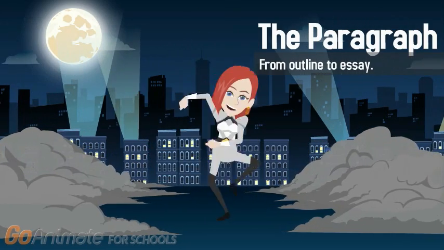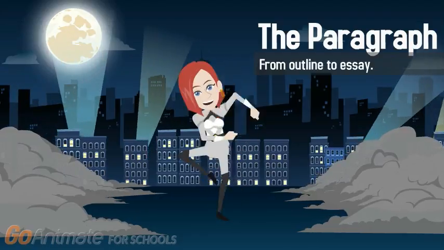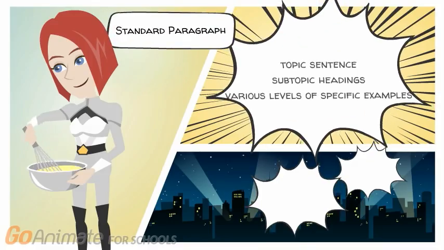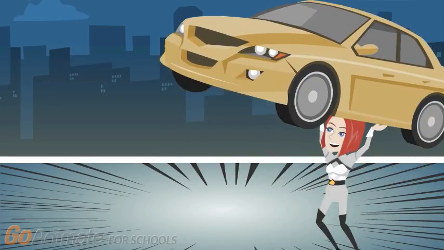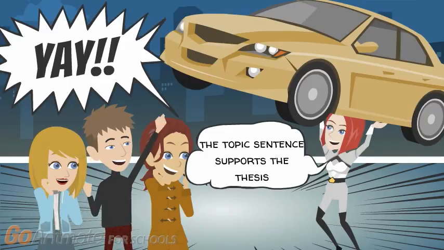Now let's take a look at the paragraph and find out how we go from our outline to our essay. The standard paragraph is made up of a topic sentence, subtopic headings, and various levels of specific examples. The topic sentence functions in the paragraph just as the thesis statement functions in the essay. The topic sentence also supports the thesis statement by offering a main point in the discussion and announces what specifically will be discussed in the paragraph.